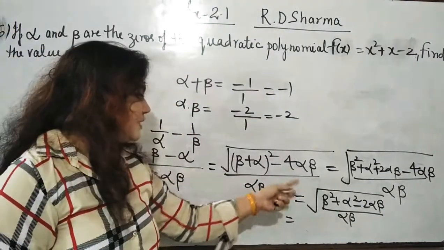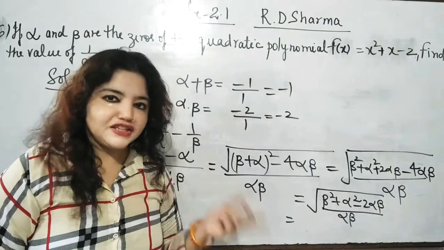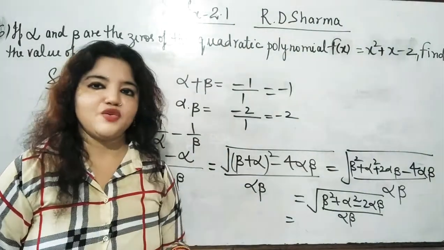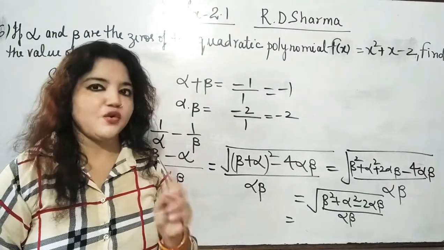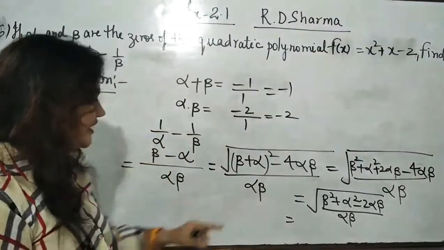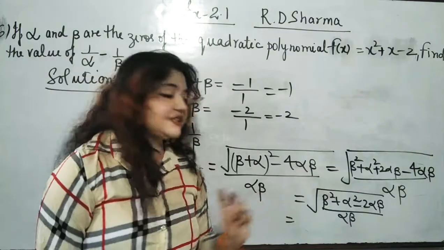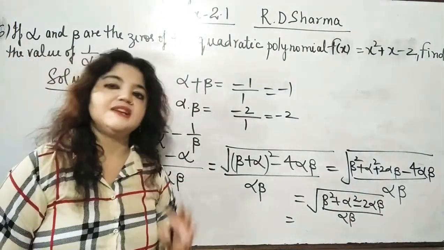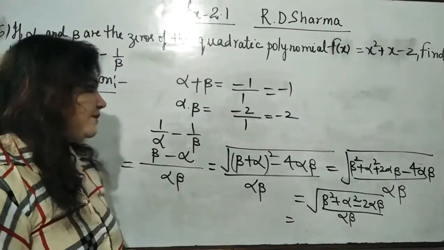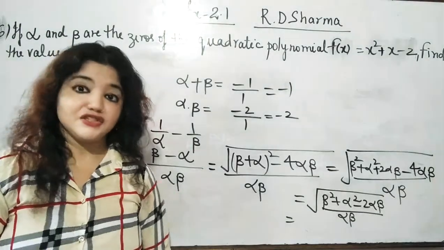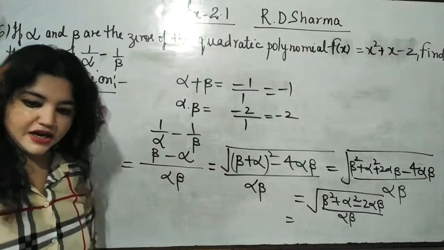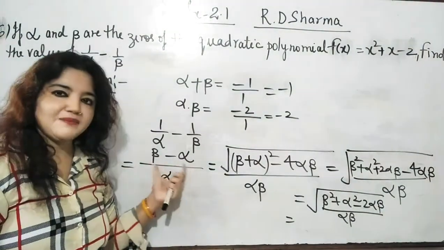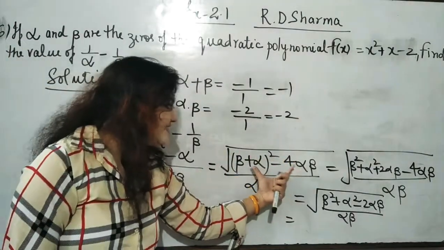This is the formula of a square plus b square minus 2ab. So on this place, what can we write? Beta minus alpha whole square. But under root is there, so it means only under root of beta minus alpha whole square, that means beta minus alpha. So that's why I have written. Understood? I am saying that in the place of beta minus alpha, we can write this.